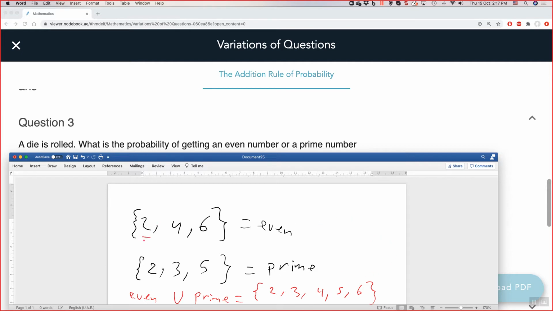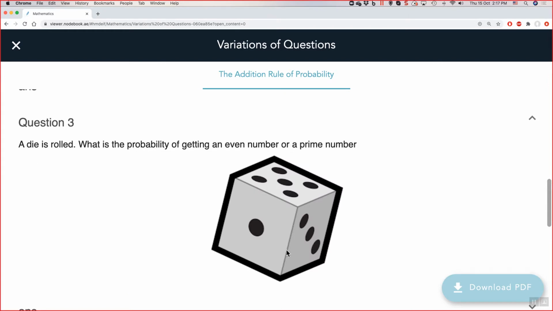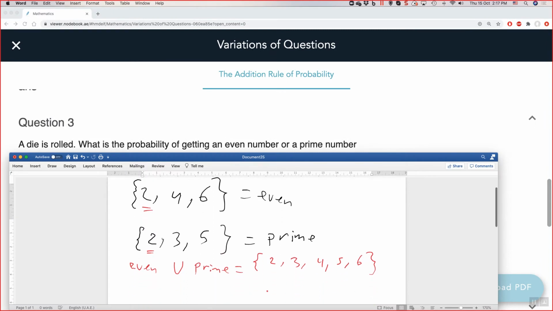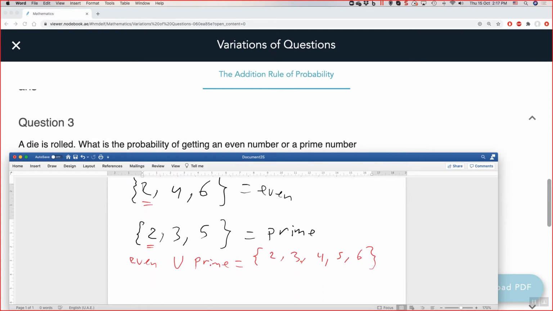Yeah, 2 is shared already, and we don't write the shared outcome twice. We don't repeat outcomes in the union, because this 2 is exactly the same as this 2. We have only one 2 in the die. Look at this. This die has only one 2. It's not two 2s. Yeah, it's only one. So we write it only one time. It's one particular outcome. So that means in the union we have how many? 1, 2, 3, 4, 5.